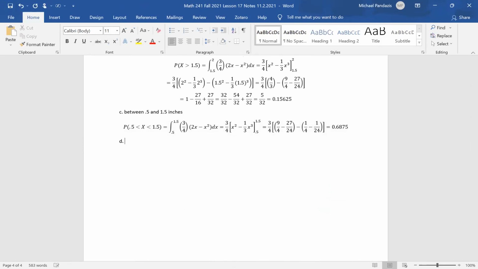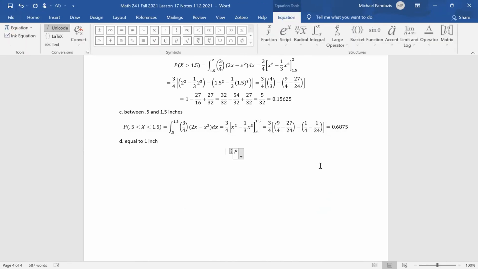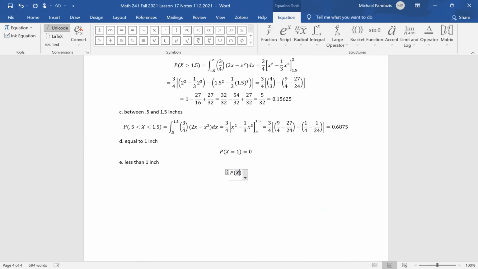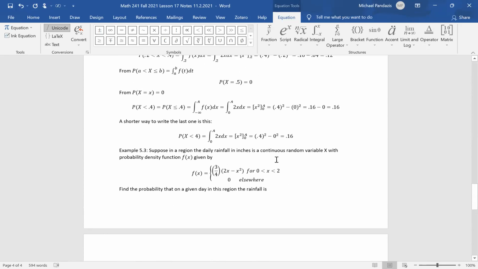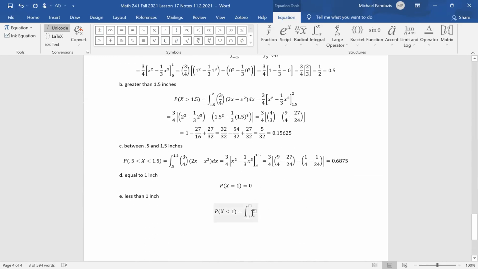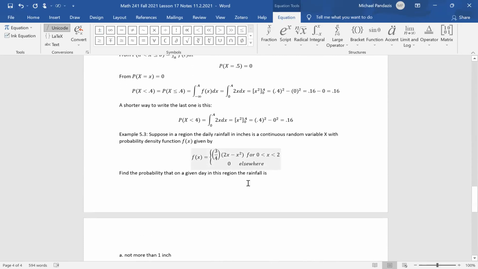So for part D, you want to find the probability that it's equal to 1 inch. So the probability that our continuous random variable, the amount of rainfall, is exactly 1 inch is equal to 0, right? And E, we want to find the probability that the amount of rainfall is less than 1 inch. So the probability that X is strictly less than 1. Well, that's equal to the integral. So anything less than 0 doesn't matter because the value of f is 0. So we start at 0 and we end at 1.